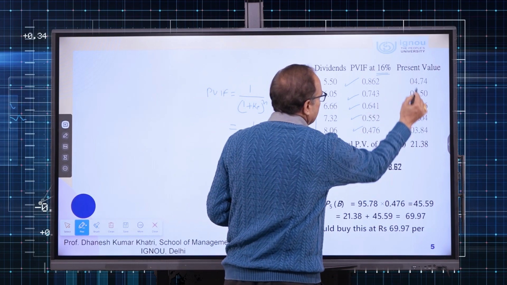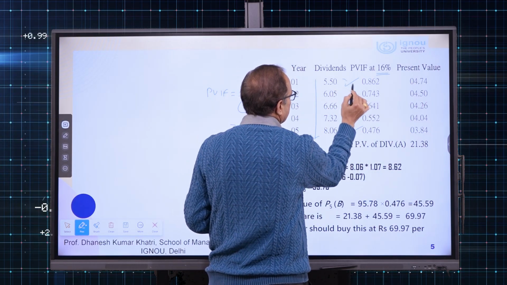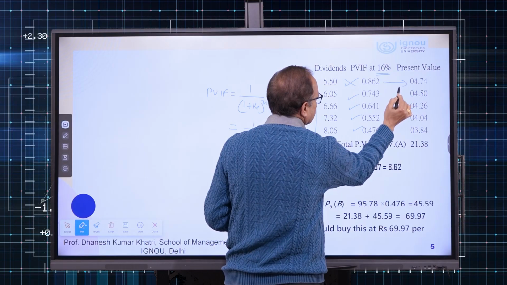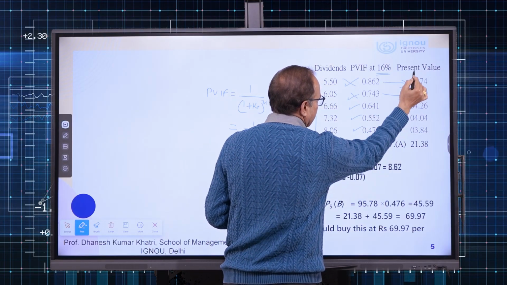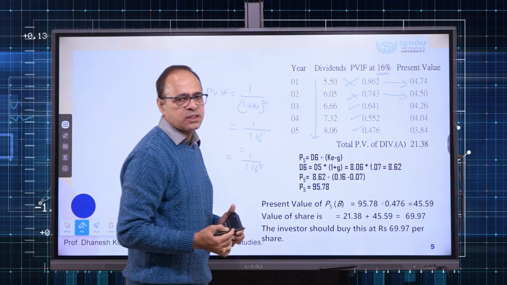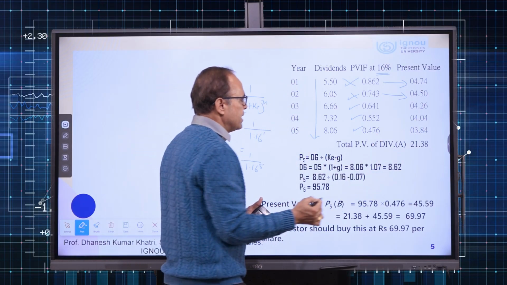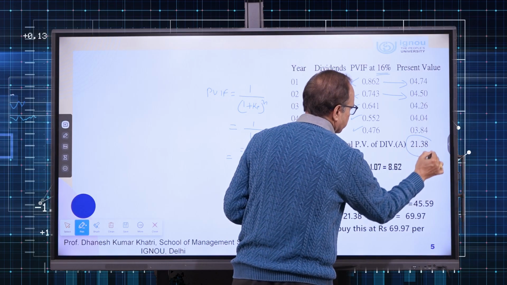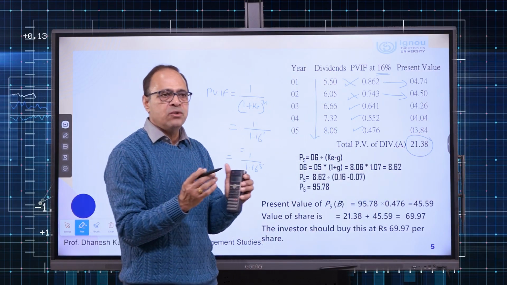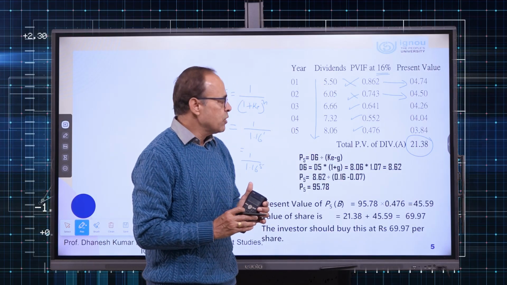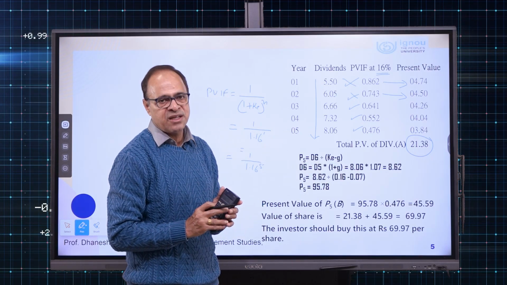Then the present value of these dividends. 5 is multiplied with 0.862, we get this. 6.05 is multiplied with this, we get this. Likewise, these are the present values of all these successive 5 dividends, and the sum of that is part A. It means whatever dividends are expected during the supernormal growth period, the present value of that is 21.38.